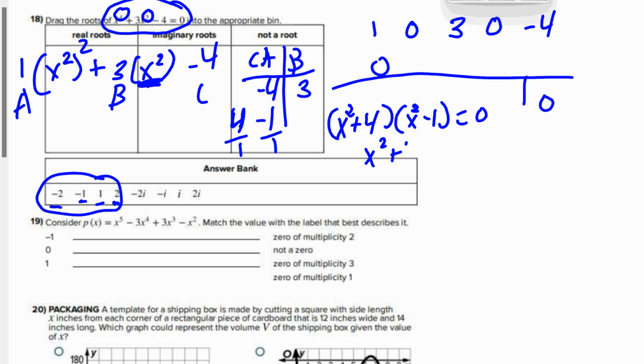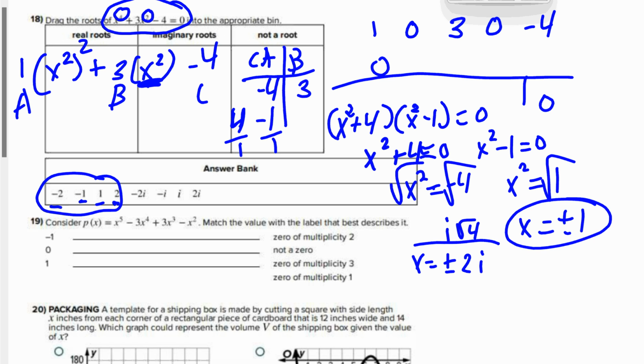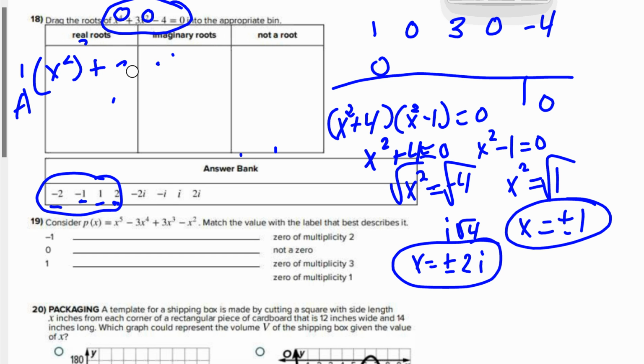X squared plus 4 equals 0, and x squared minus 1 equals 0. So we have x squared equals -4, and x squared equals 1. Square root both sides. Square root of a negative is i, so i square root 4, which is plus or minus 2i. And this one, square root of 1, is just plus or minus 1. So these are my solutions. And I could use quadratic formula as well, but it would be x squared equals whatever my answer to quadratic formula is. And then I could square root both sides to get rid of the squared. So my real roots, real numbers, are plus and minus 1.